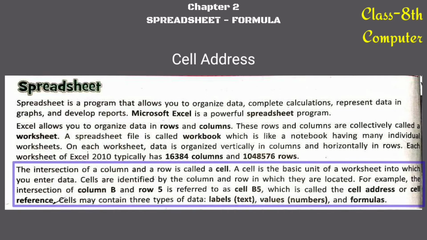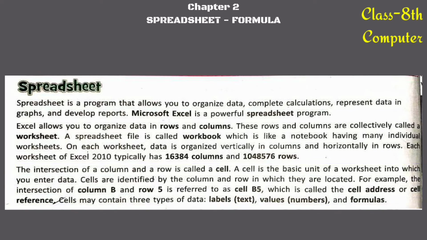You can enter three types of data in any cell. The three types of data are text, numbers, and formulas. Text is also known as labels, numbers are also called values, and formulas are the functions in Excel which are used to calculate something. Next we have a workbook.